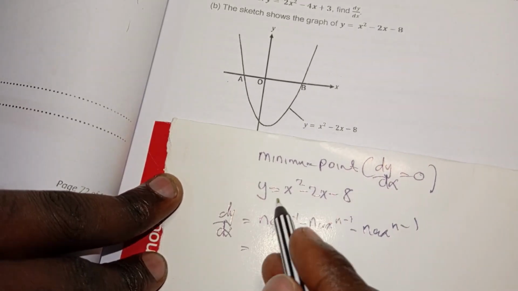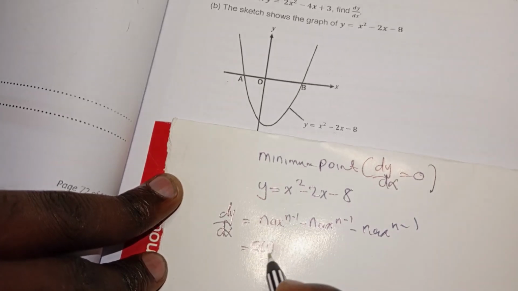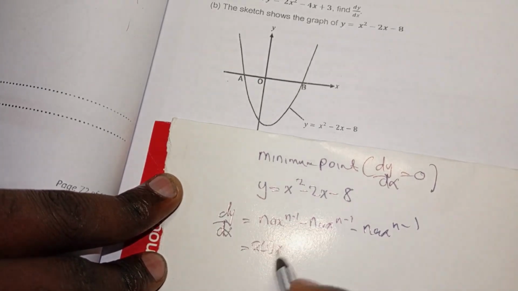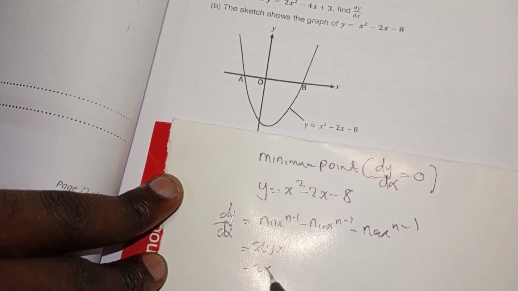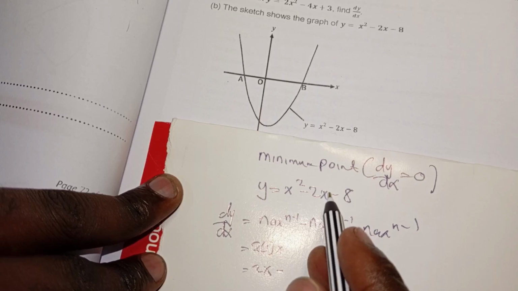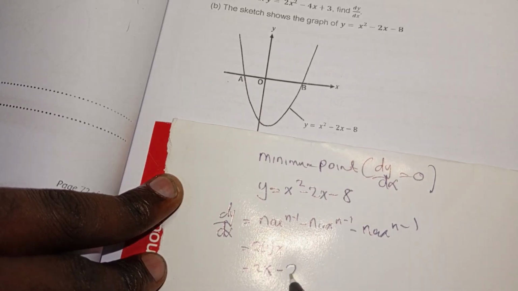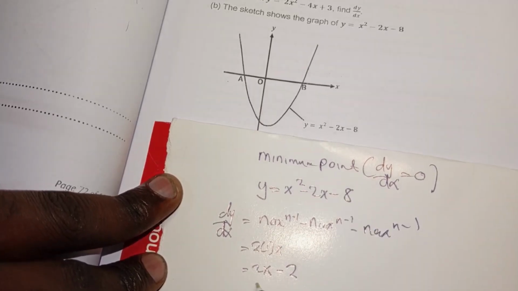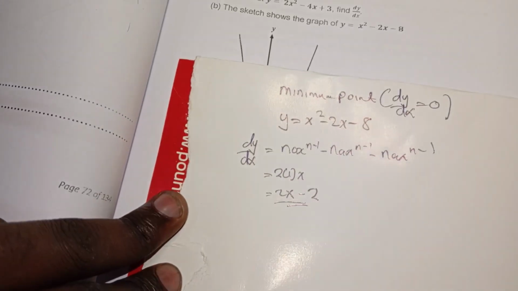Okay, so the power here is 2, the coefficient is 1, so it is x. So this will be 2x. Here I said if the x is raised to the power 1, you ignore it, you just write negative 2. If it's 0 here, don't even write it. So this is what you have.